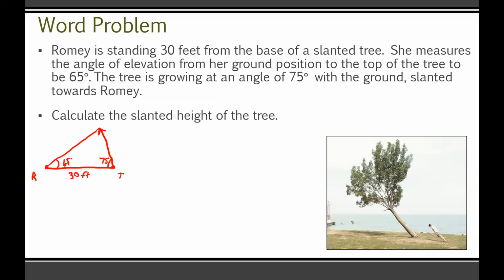Let's just scan it again. So we got 30 feet between Romy and the tree. 65 degrees is her line of sight. 75 degrees is the way the tree's growing. We're looking for the slanted height of the tree. So in other words, actually how long that tree is. So I'll just call that our lowercase x. That's what we're looking for here.